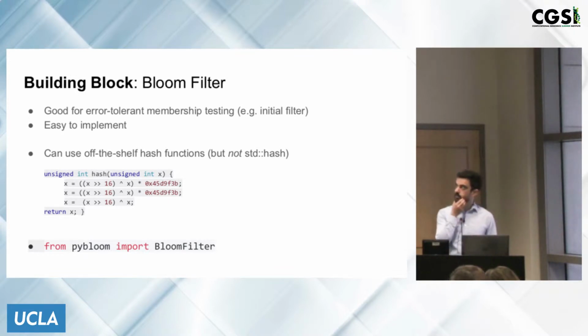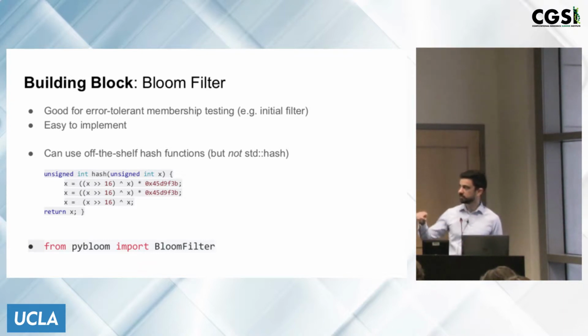So to wrap up on Bloom filters, it's good for error-tolerant membership queries. For instance, do an initial filter on your data when you don't want to query the inefficient set. And it's also easy to implement. There are only two things I would like to say about the implementation. It's possible to use off-the-shelf hash functions from your favorite programming language, but watch out for std::hash in C++. It actually doesn't hash integers. That's one thing that is not very well known, but I'd like to mention it.